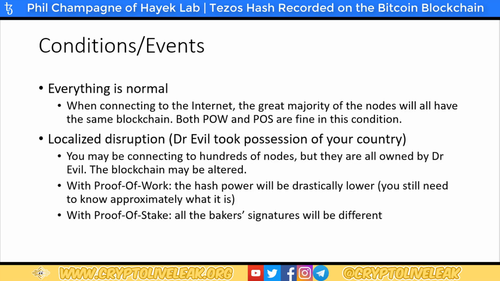In this case, the local disruption: imagine that Dr. Evil of Austin Powers was taking possession of your country, a small country somewhere. So you're connecting to hundreds of nodes, but all of them are Dr. Evil's nodes, so that he can recreate the blockchain in some way. There are two aspects to it. Either the blockchain is the same as it used to be, or he rewinds back a little bit and then it continues from somewhere in the middle of the blockchain. In both cases you'll have a disruption. In proof of work, what you'll see is the hash power will suddenly change drastically.